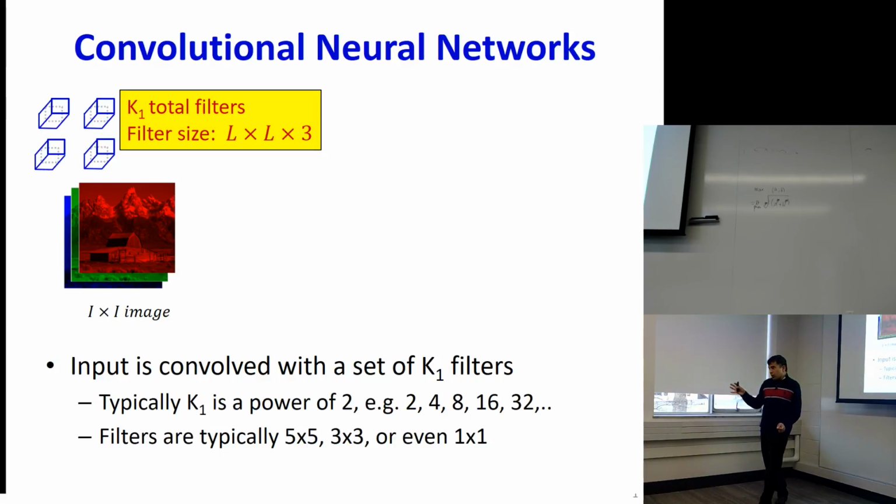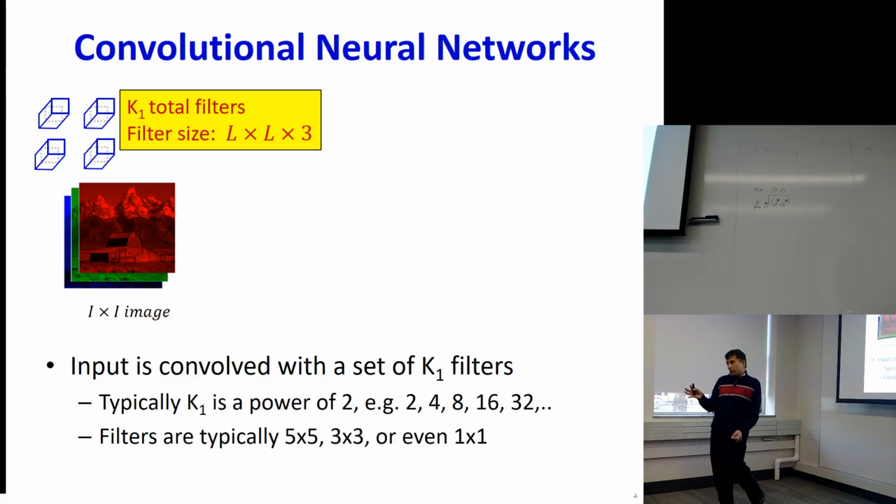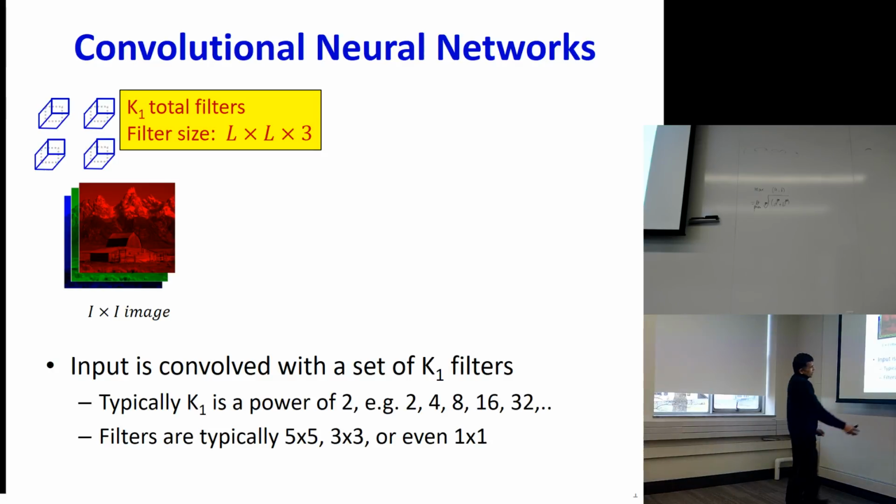These were just somewhat arbitrary choices. Where they come from is unknown. Some of it is religion, some of it is empirical. Mostly it's religion, okay. And filter sizes: 5 cross 5, 3 cross 3, 1 cross 1.